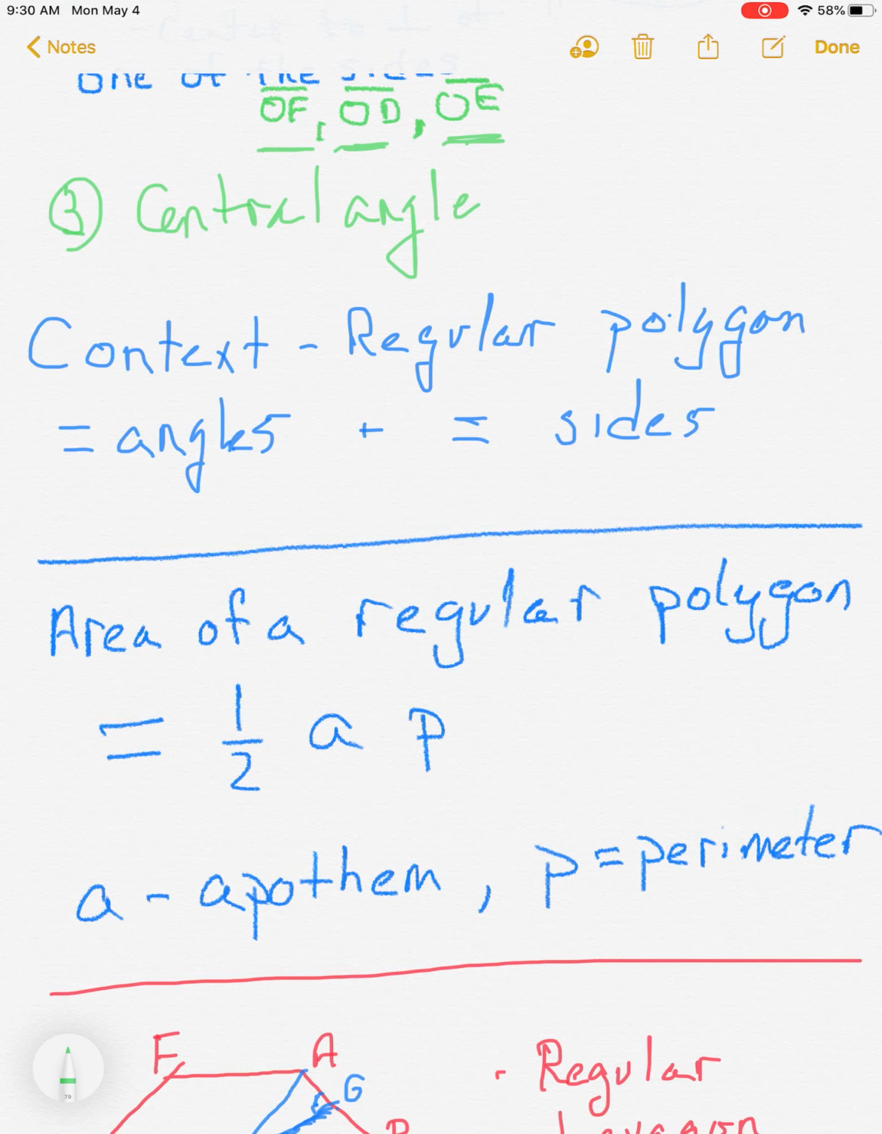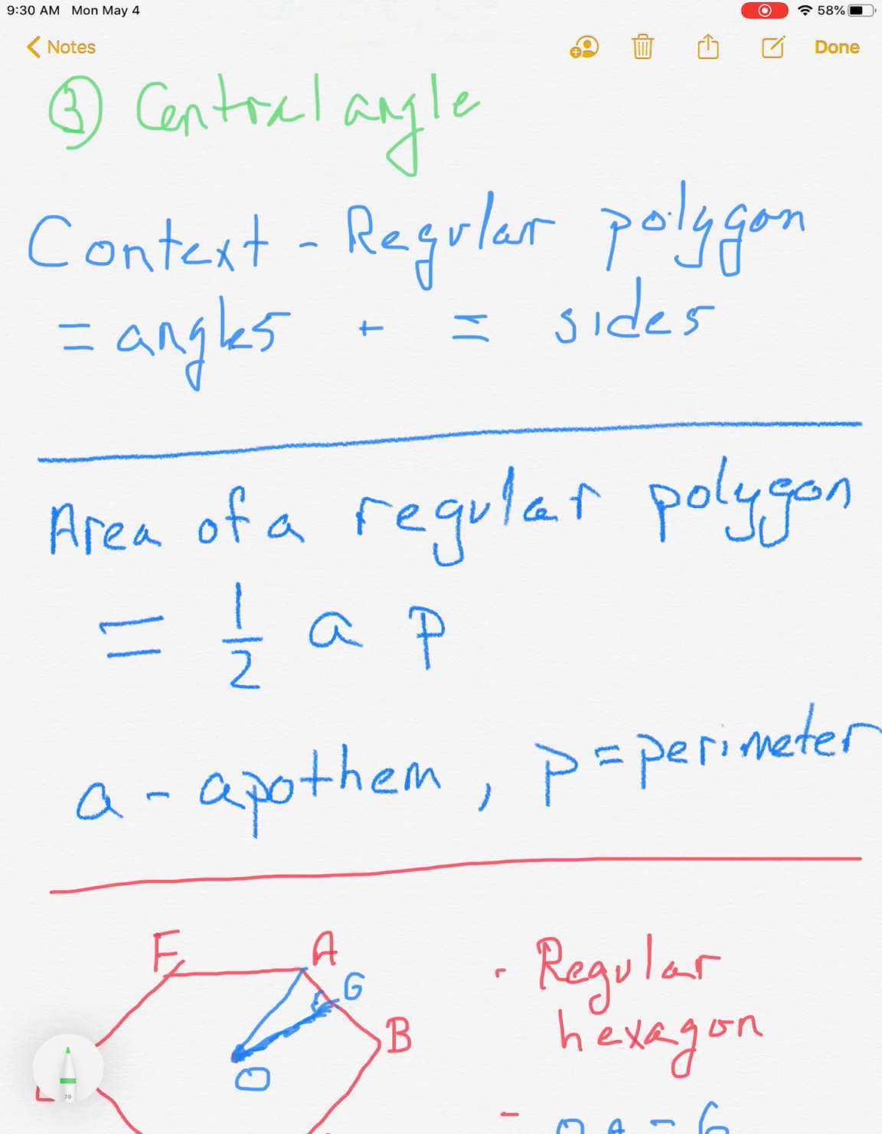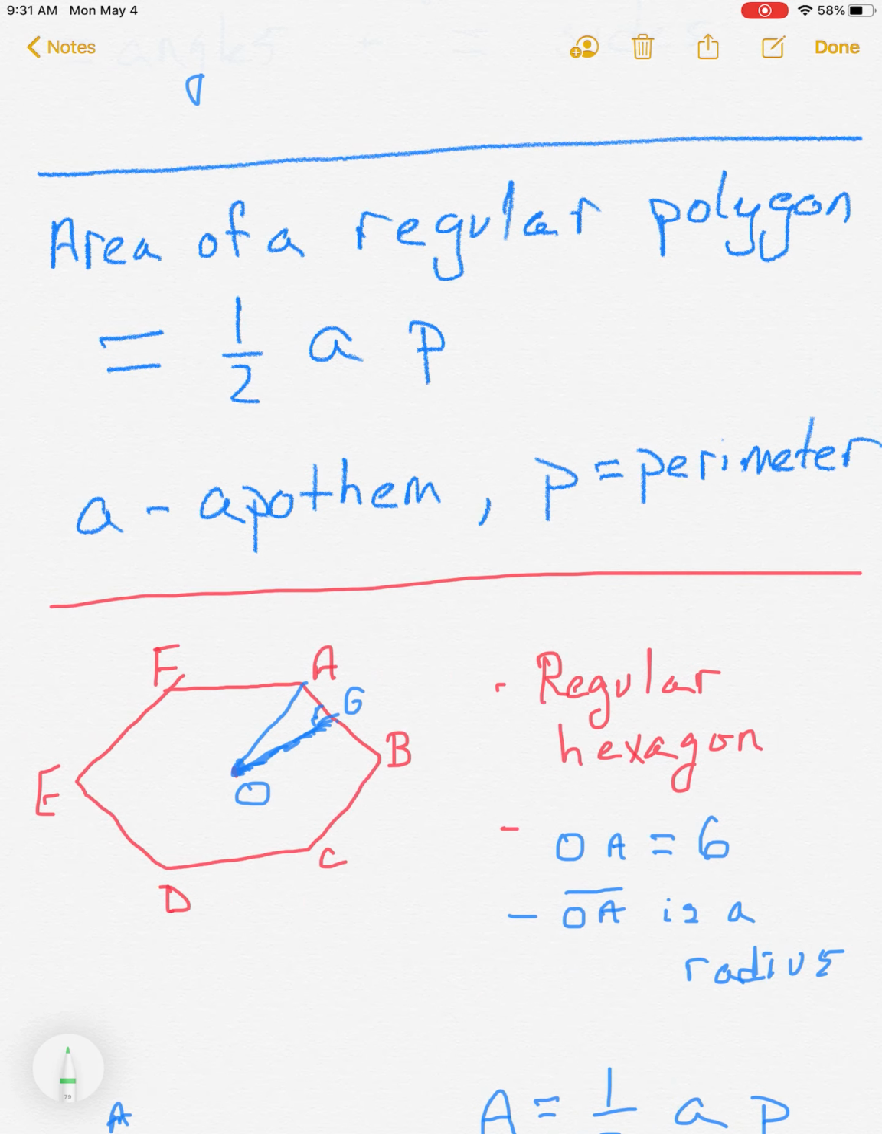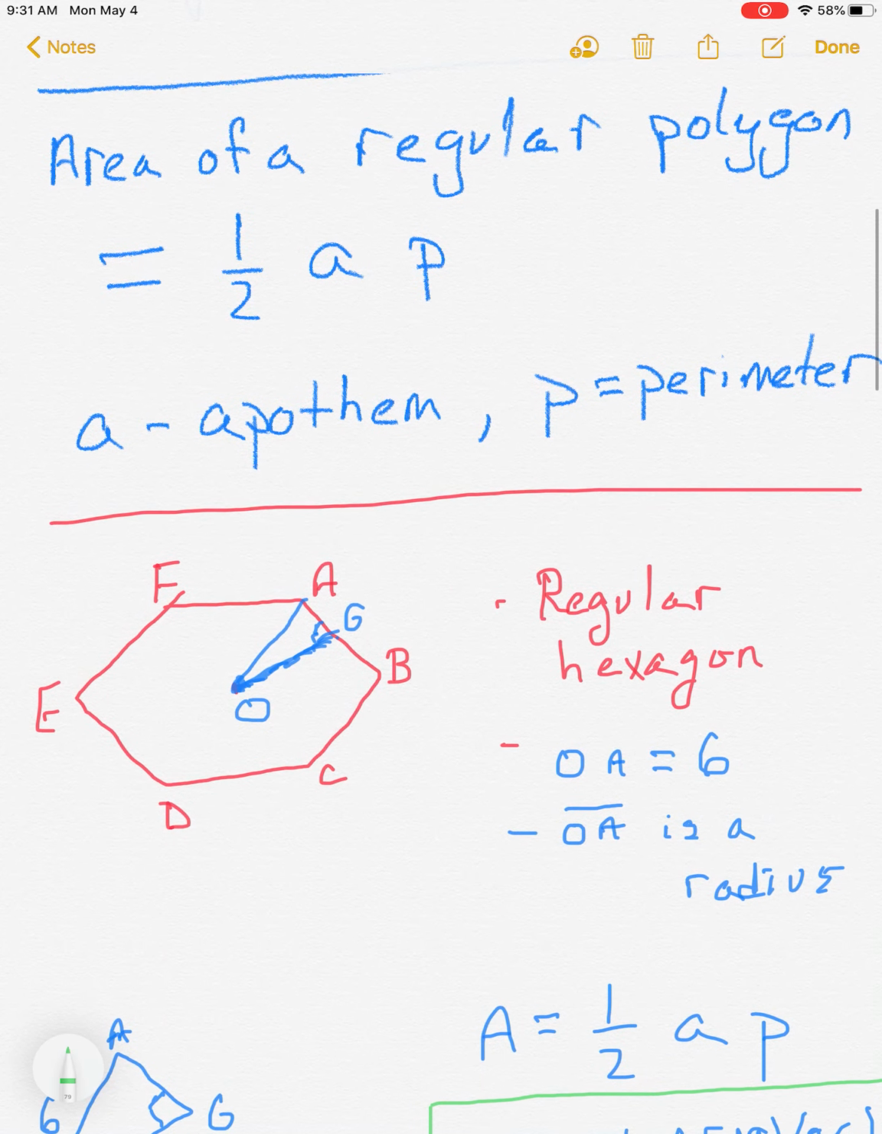Now the formula that we're going to be learning for this section is as follows. The area of a regular polygon is 1/2 of the apothem multiplied by the perimeter. So again, multiply 1/2 by the apothem by the perimeter. So I have here pictured, first of all, a red hexagon. Its center is O, and let's imagine that we know that the length of OA is 6 units long.